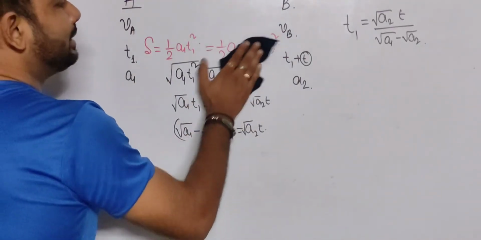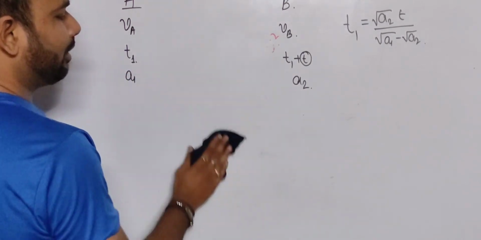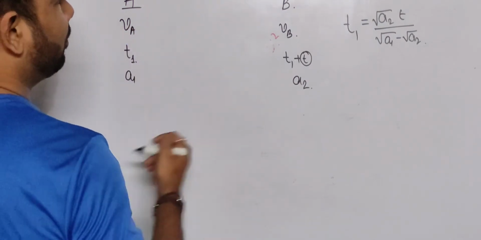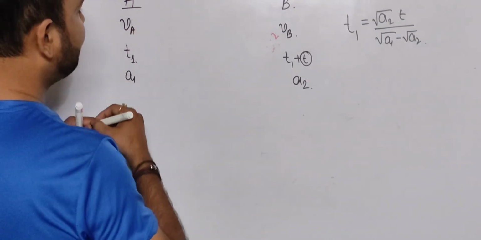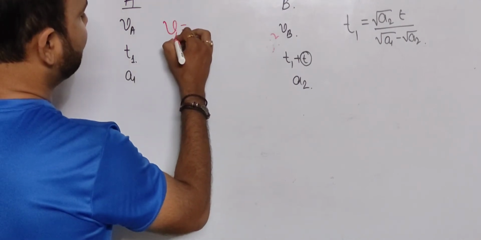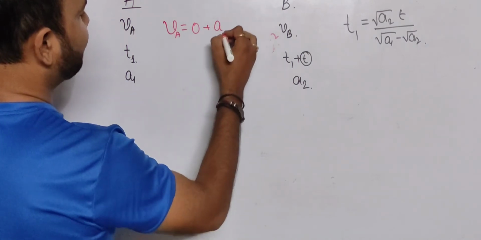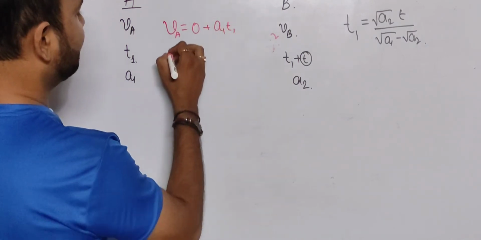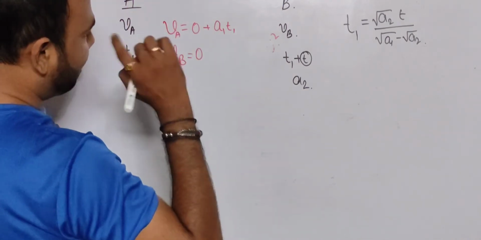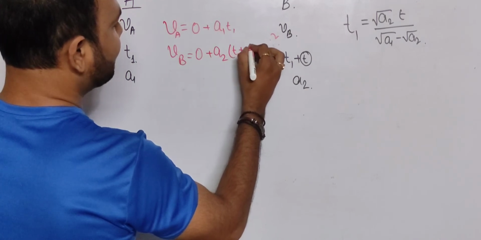After using the displacement, we'll find the velocity of both cars. Velocity of A: v is equal to 0 plus a1 t1. Velocity of B is equal to 0, because both start from rest, plus a2 into (t1 plus t).